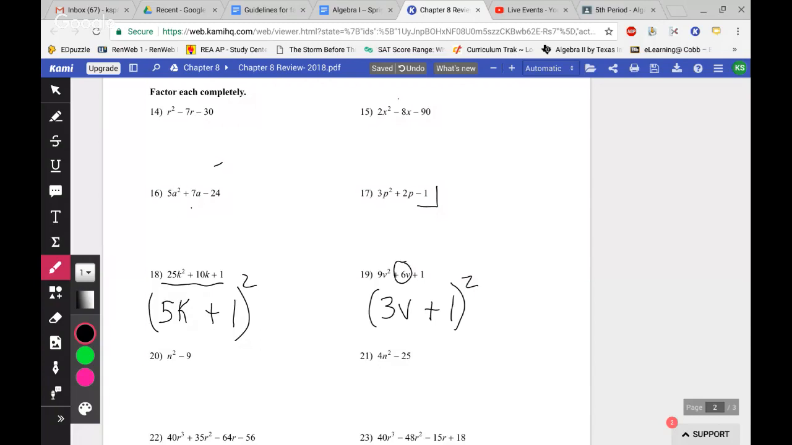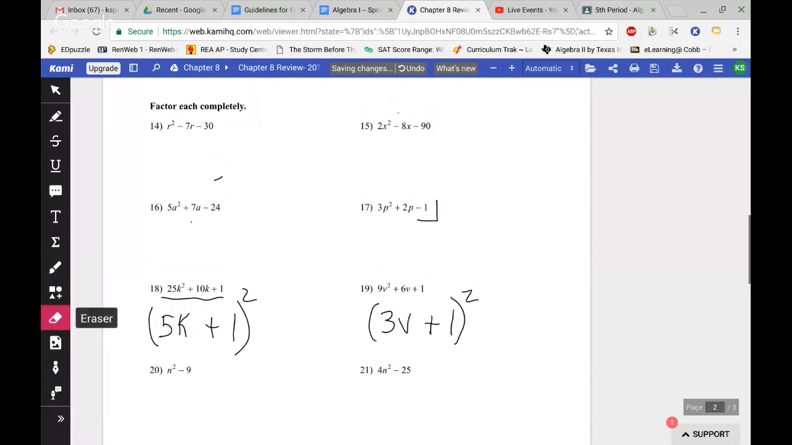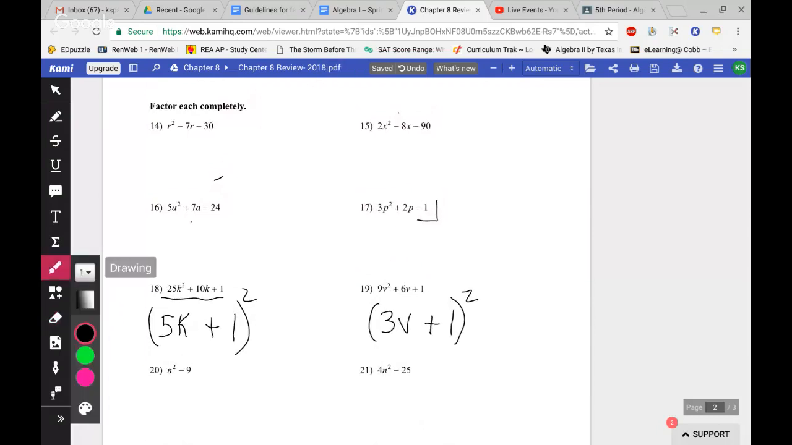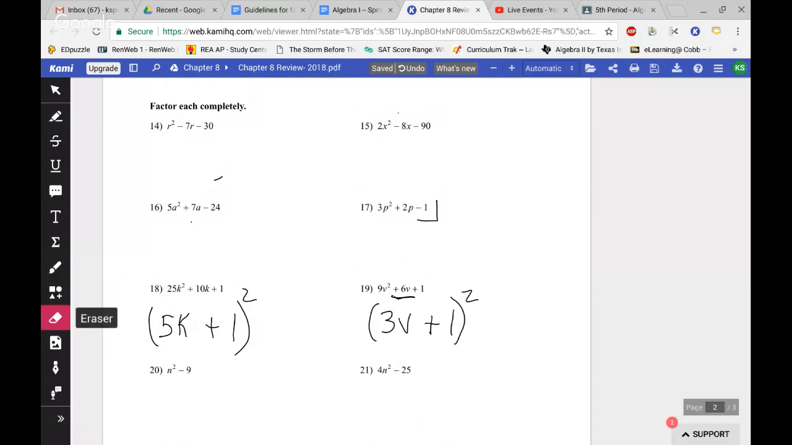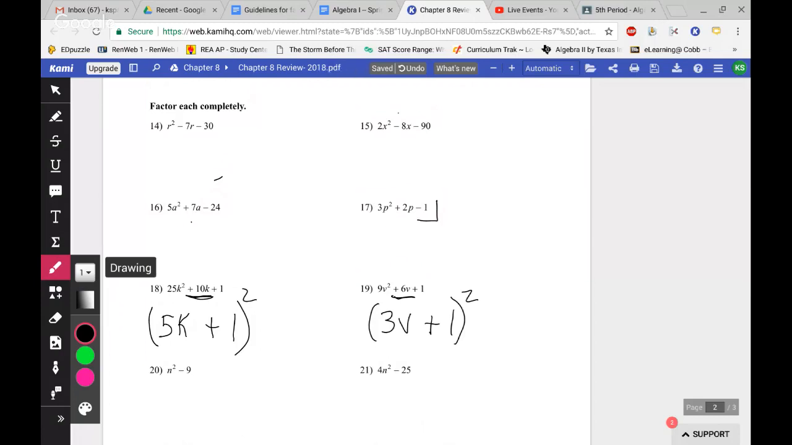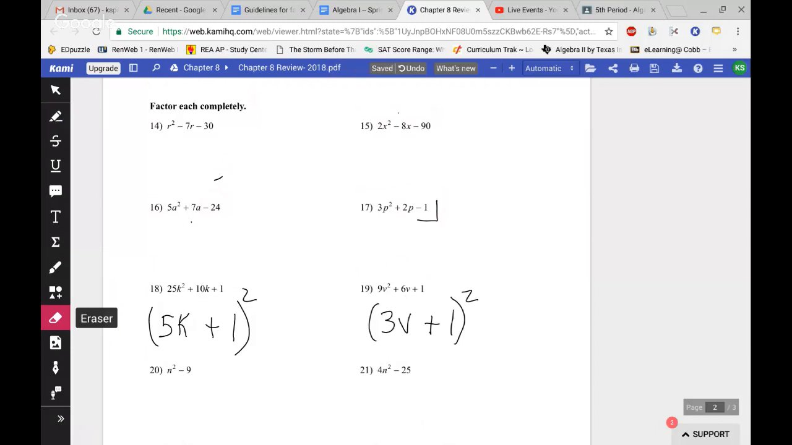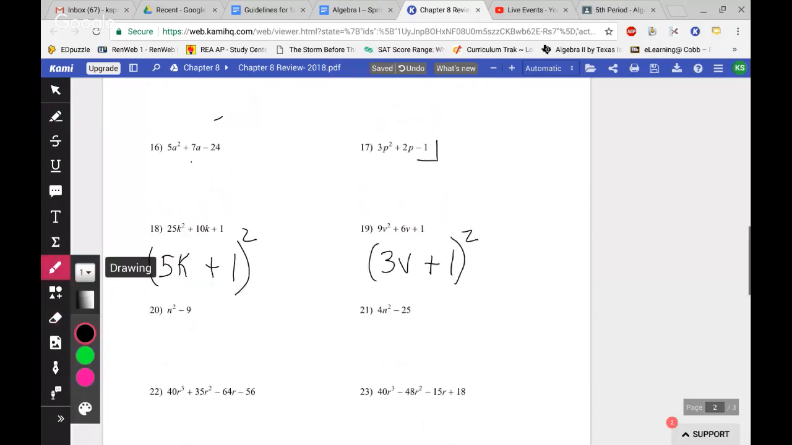Okay. The big difference, though, on these is if this middle term right here on either 18 or 19 had been negative, that would have been 5k minus 1 or 3v minus 1. Does that make sense to you all? Yes. Okay. Good job. Because a negative term doubled obviously is negative when you combine those.